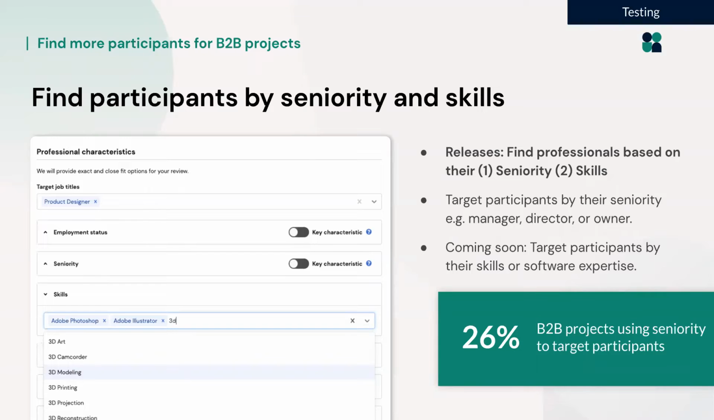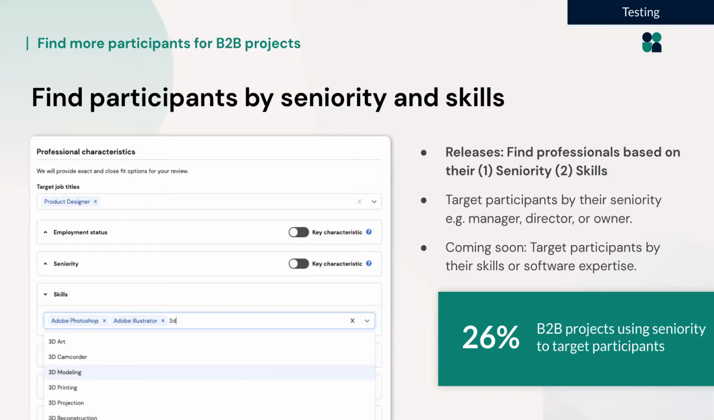We have made, or are making, 2 additional improvements to our ability to find participants by adding data. One is introducing seniority. So if you wanted to find someone who was maybe director level or above, someone who could make a purchasing decision, you can do that. Since we've introduced this, about 25% of B2B projects are using this field. So we're getting some signals that it's a useful field in how researchers think about finding participants.